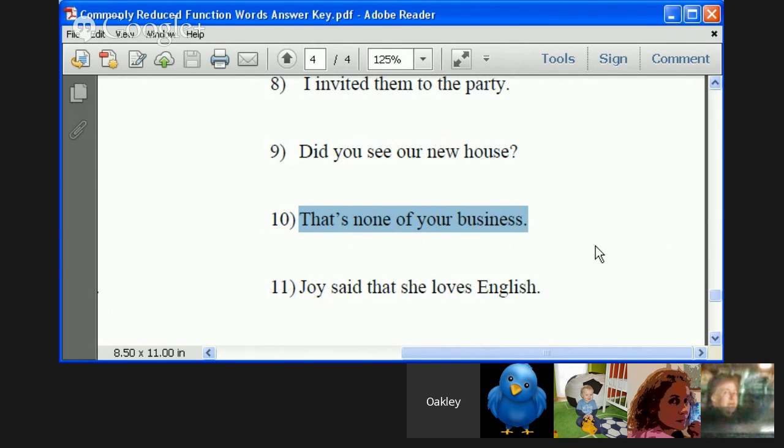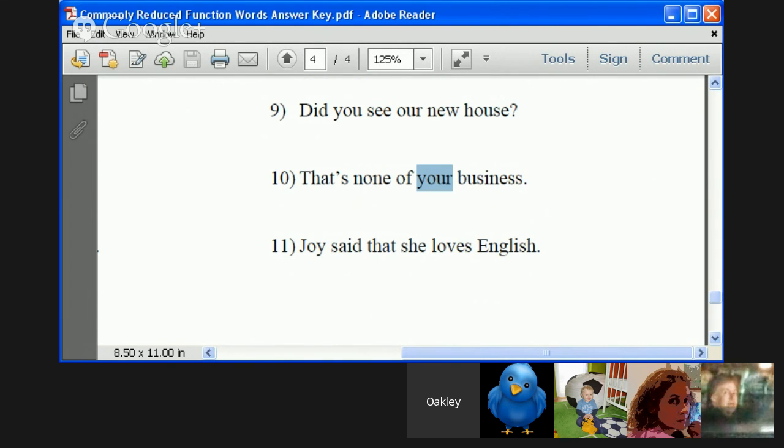Well, Ken, that's none of your business. That's none of your business. Here, of would be reduced to just a schwa. And that's none of your business. And your would be reduced to yer. That's none of your business. Okay, one more time. That's none of your business. Your. Yeah. Like buyer. He is the buyer. It is difficult to memorize. In fact, by your leave would sound like buyer. By your leave. Okay.